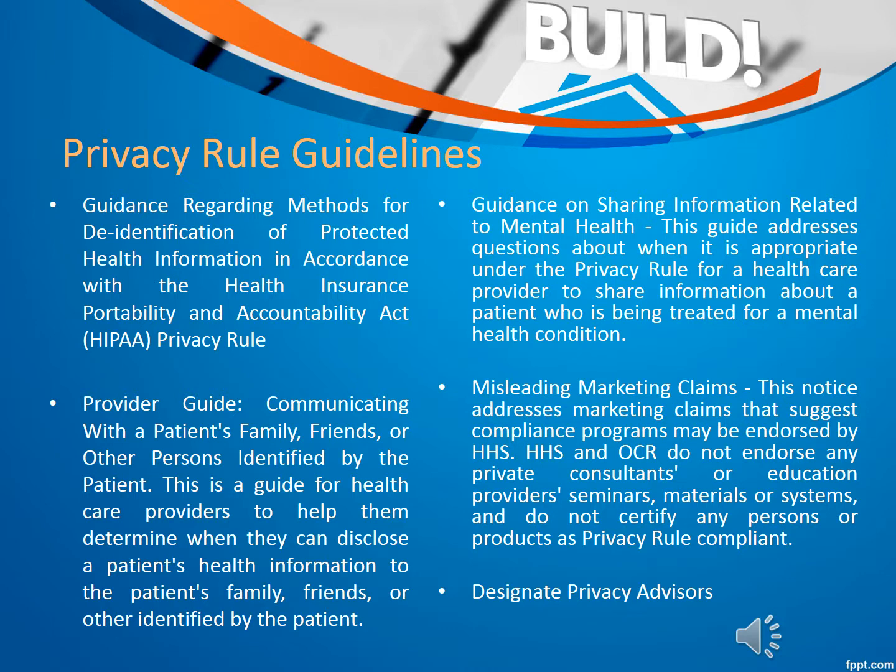The other guidelines are de-identification of protected health information in accordance with the Health Insurance Portability and Accountability Act Privacy Rule. The provider guide on communicating with patient's family, friends, or other persons identified by the patient. This is a guide for healthcare providers to help them determine when they can disclose a patient's health information or record to their family or friends or identified person by the patient.